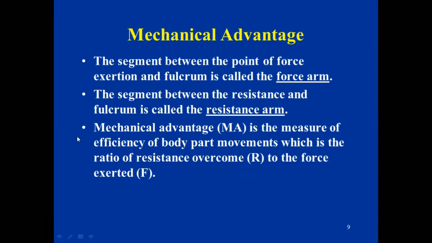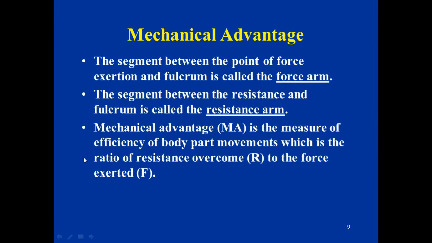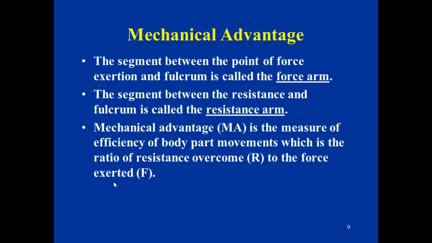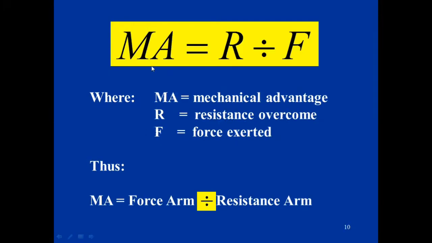Mechanical advantage then: the segment between the point of force exertion and the fulcrum is called the force arm. The segment between the resistance and the fulcrum is called the resistance arm. So the mechanical advantage is that measure of efficiency of body part movements, which is the ratio of resistance overcome to the force exerted. And that's one of the reasons why you see a much better mechanical advantage with a Class 2 lever system versus a Class 3 lever system. So this is your equation right here, where the mechanical advantage equals the resistance divided by the force.